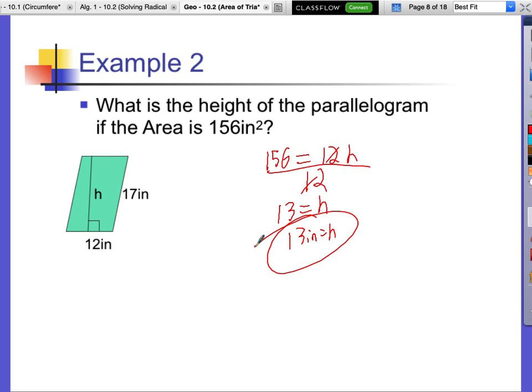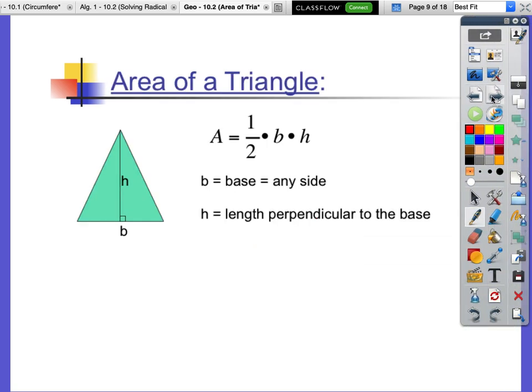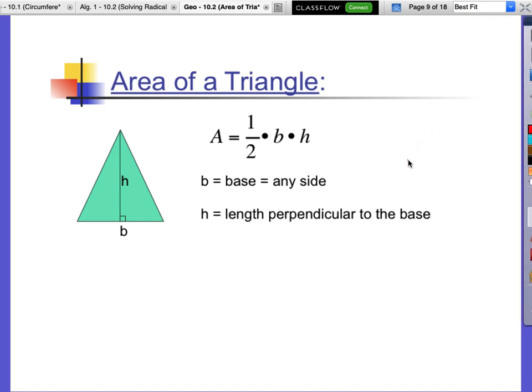Is this it? How many more notes do you have? Yes. Area of the triangle. It's 1/2 times base times height. Let's talk about why it is, though.